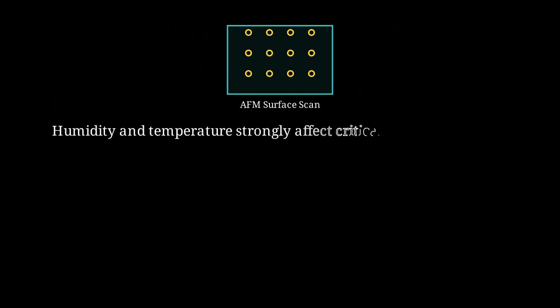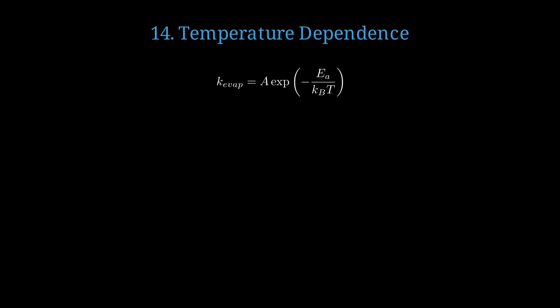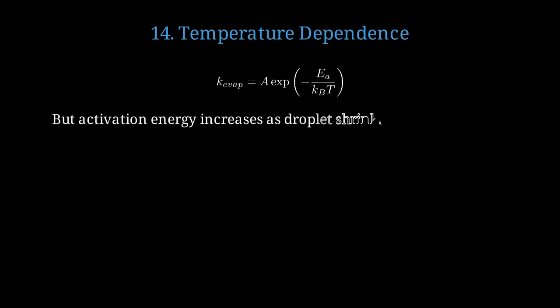The critical size depends strongly on environmental humidity and temperature. Critical radius is inversely proportional to the natural log of relative humidity. Temperature plays a fascinating role in this phenomenon. Evaporation rate follows Arrhenius behavior. Rate equals pre-exponential factor times exponential of negative activation energy over Boltzmann constant times temperature. However, the activation energy itself increases dramatically as the droplet shrinks. Activation energy equals bulk activation energy plus a term inversely proportional to radius.